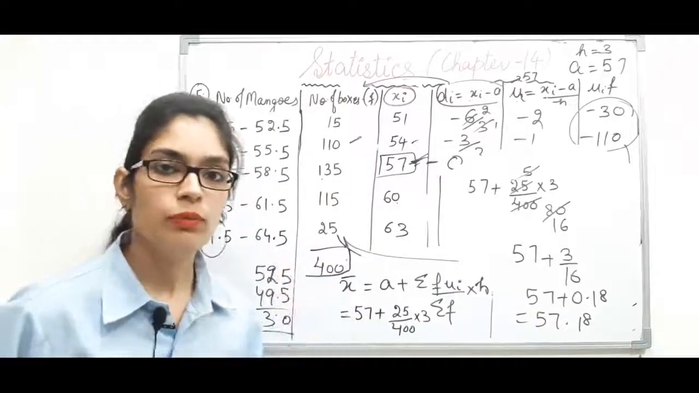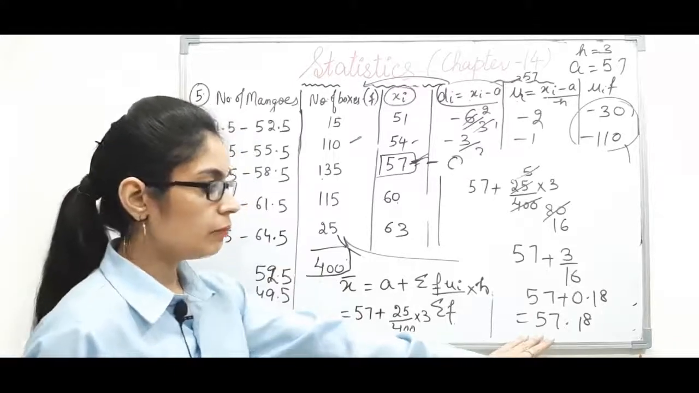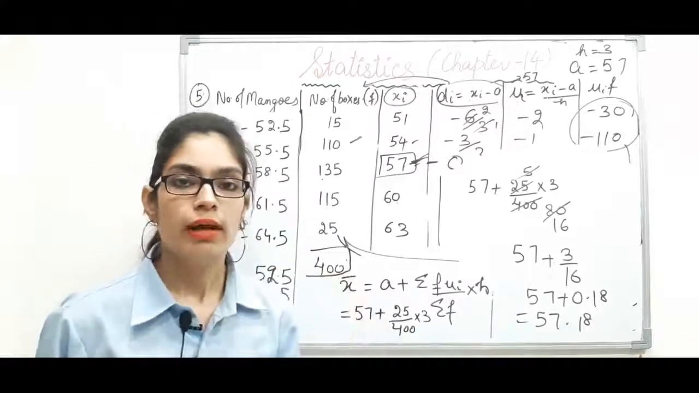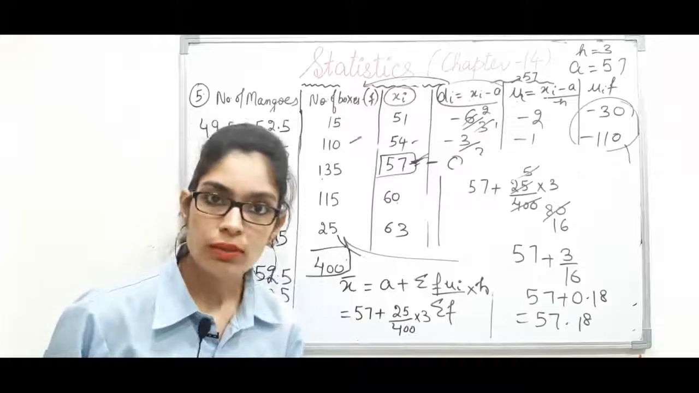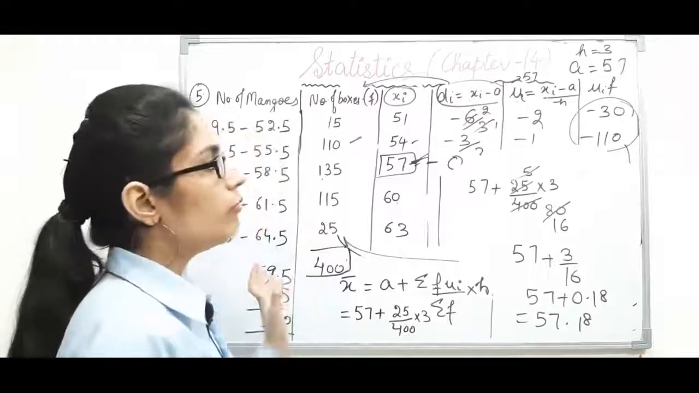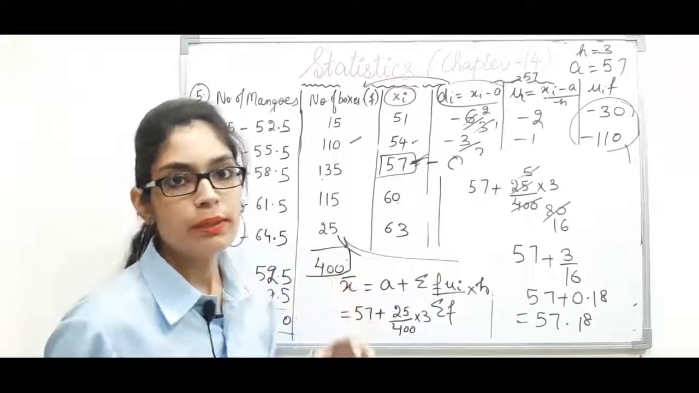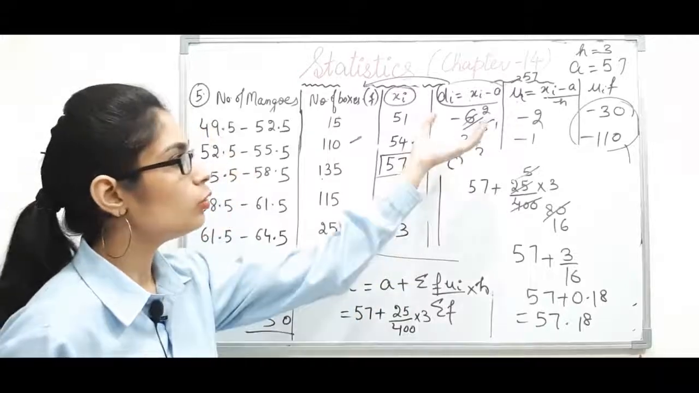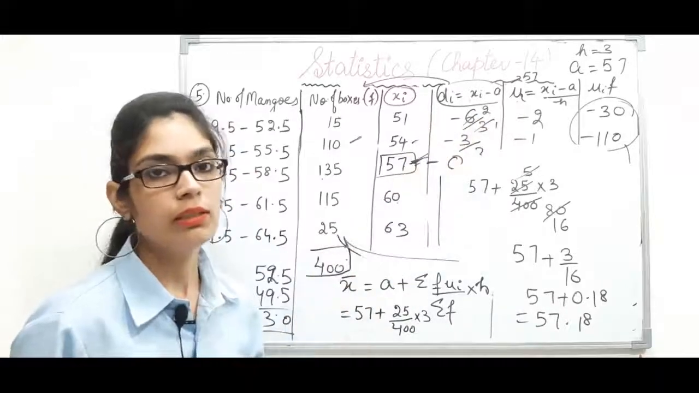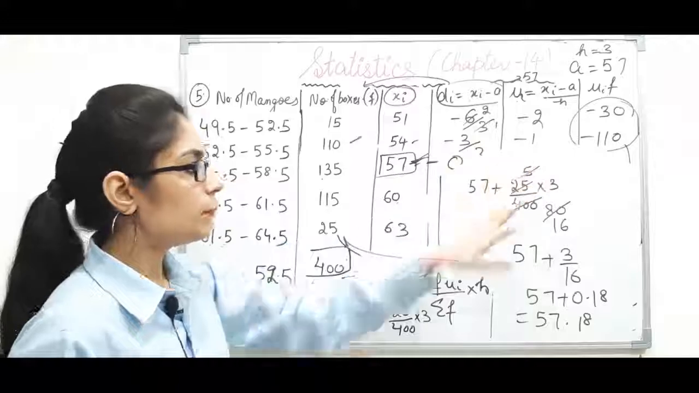By whichever method you find the mean, you will get the same value. So make sure if your values are very small, only then you use the direct method. If the values are a little bit big, then you can either use the assumed mean method, which we have done previously, or you can use this step deviation method.